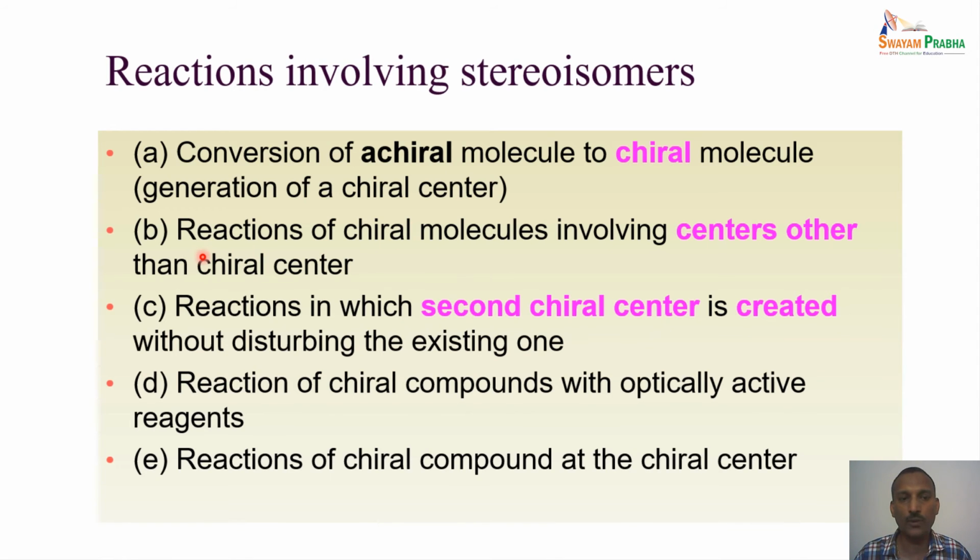Next, we will be studying reactions of chiral molecules involving centers other than the chiral center. Then we will also study reactions where a second chiral center is created without disturbing the existing one. Then we have reactions of chiral compounds with optically active reagents. Finally, we have reactions of chiral compounds at the chiral center. So we have various reactions. We will see them one by one right now.